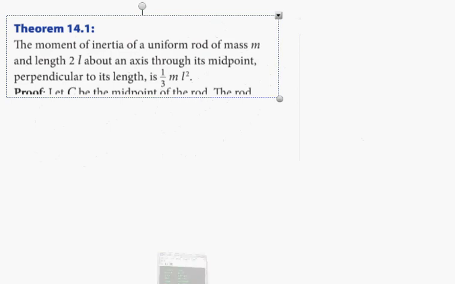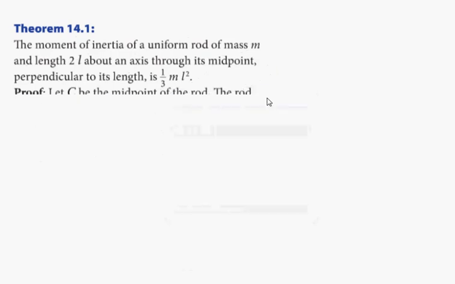Okay, we stop here for a minute. The moment of inertia of a uniform rod of mass m and length 2l about an axis through its midpoint, perpendicular to its length, is 1/3 ml squared. That's what I have to go about proving. So what I'm going to do is first make my rod. Now, in the center of the rod, I have its axis that it turns on, the center of gravity, so to speak, of the rod.